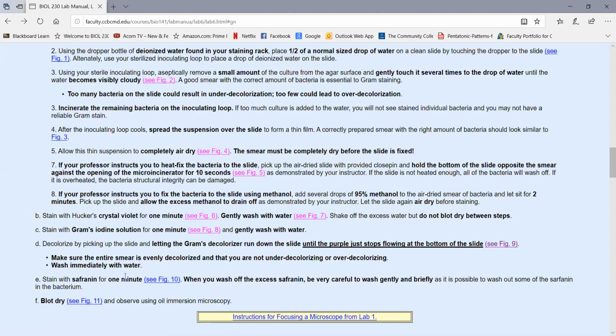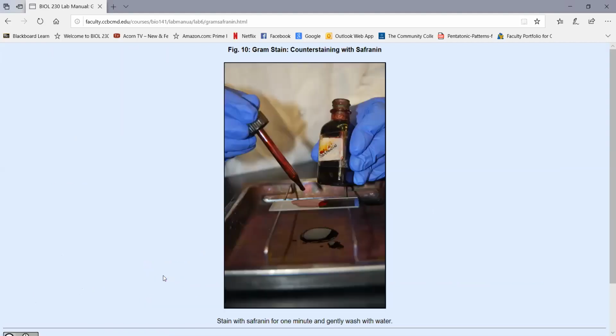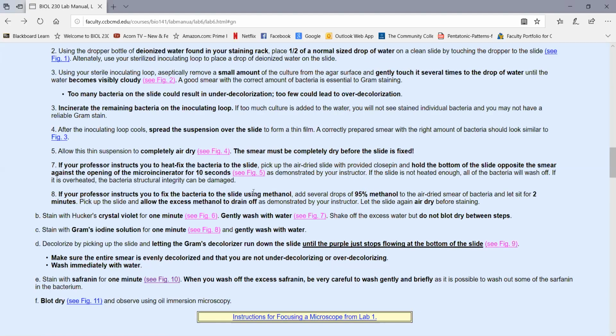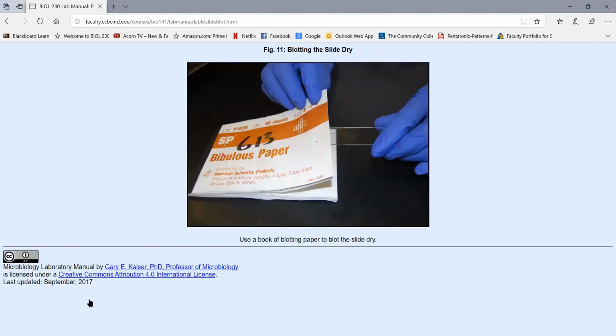And then finally, once you wash it, again, just put it back on the staining tray, flood the smear with safranin, the counter stain, leave that on 1 minute. That's our pink counter stain. After 1 minute, pick up the slide, wash that gently with water, and then put it in your book of bibulous paper. Move it around several times to gently blot it dry.